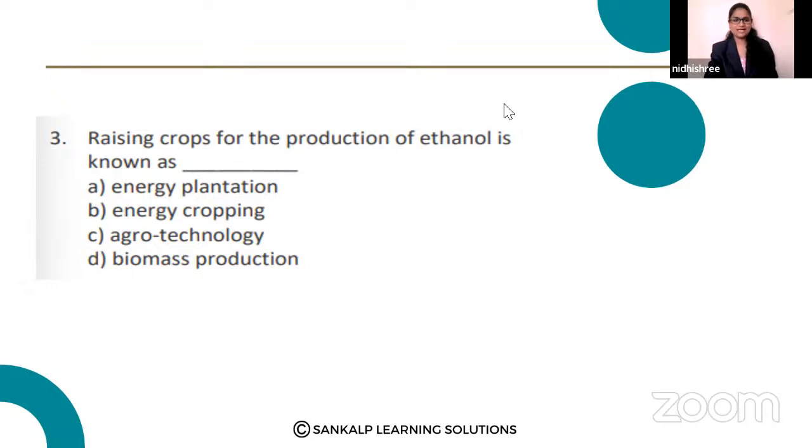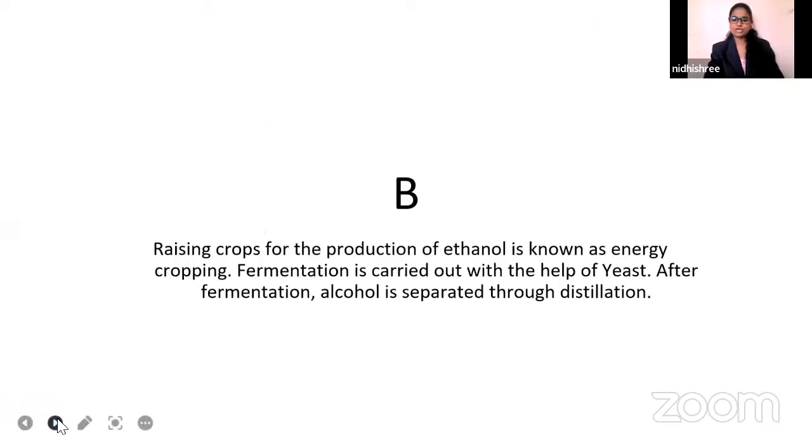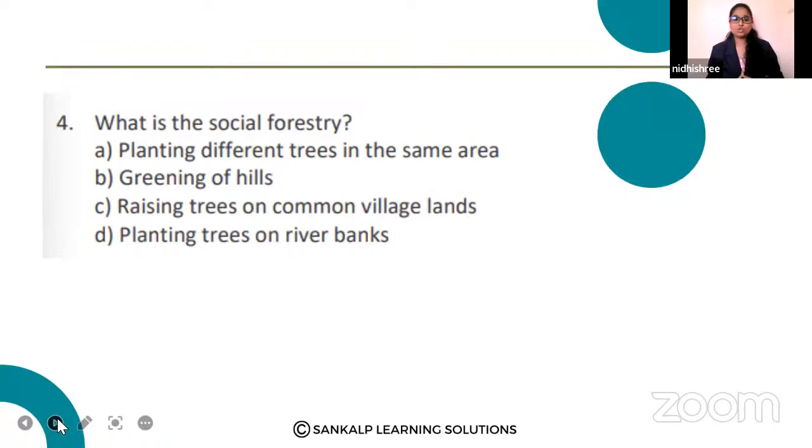Okay. So, energy cropping is the right answer. Raising crops for the production of ethanol. Here, for the production of ethanol, a fermentation process is carried out with the help of an organism called yeast. Then that ethanol or alcohol is separated through the distillation process. Right. Fourth question.